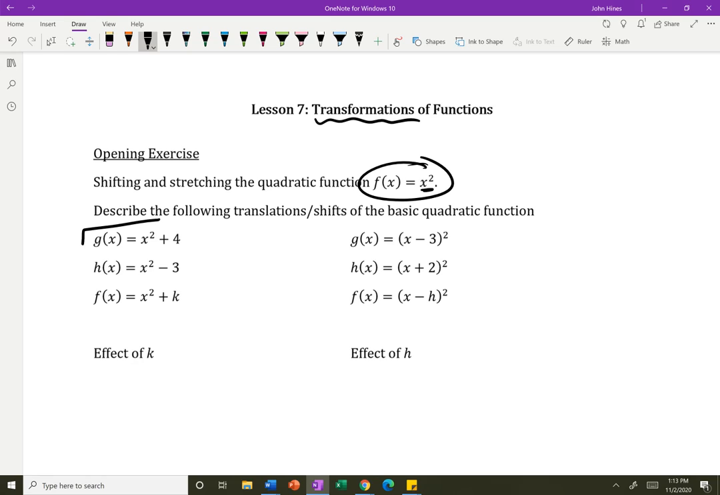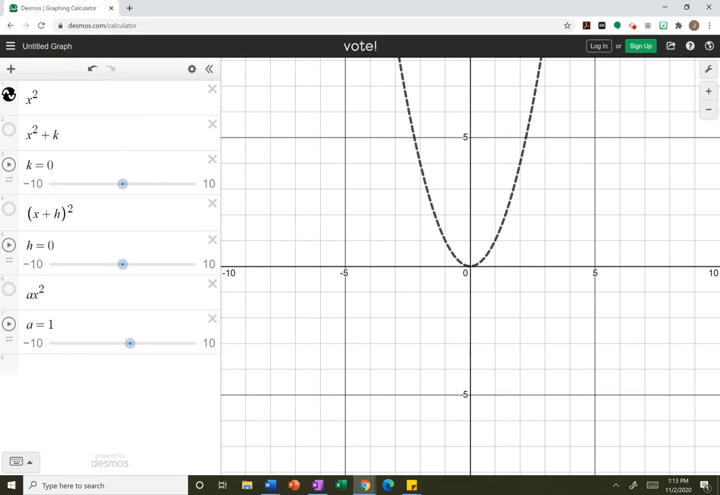So let's first start by looking at these functions here. We have x squared plus 4, x squared minus 3. So it looks like I'm adding something on at the end. So what does that do to my graph? So here I have the parent function, the parent parabola x squared there. Notice its vertex is there at 0, 0. And I'm going to graph x squared plus k. So I'm going to add that number on at the end.